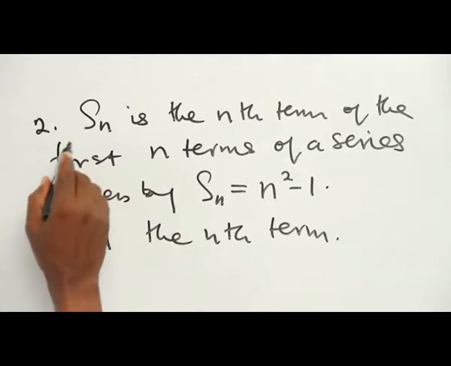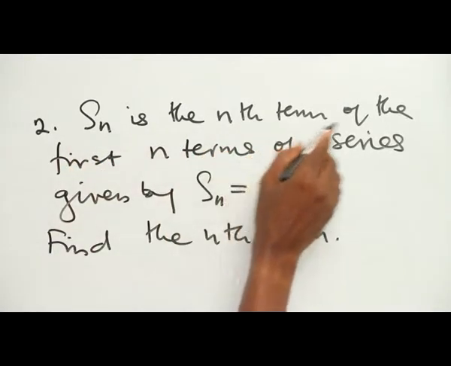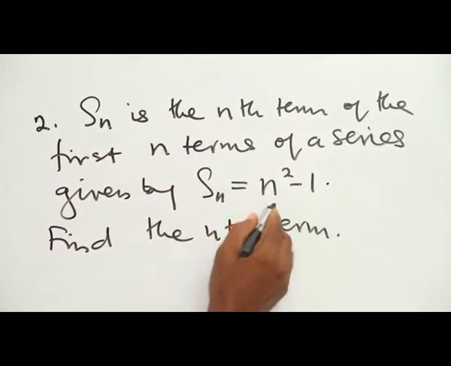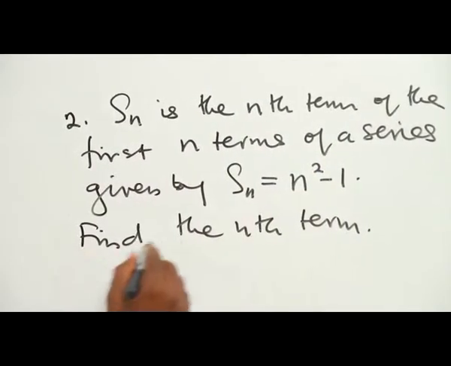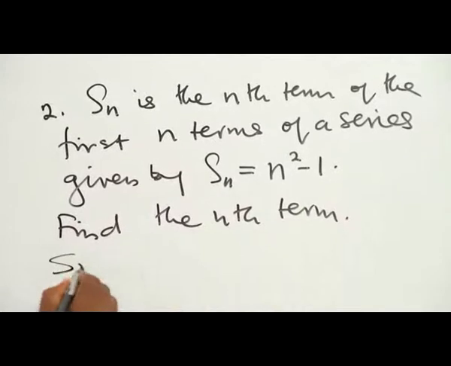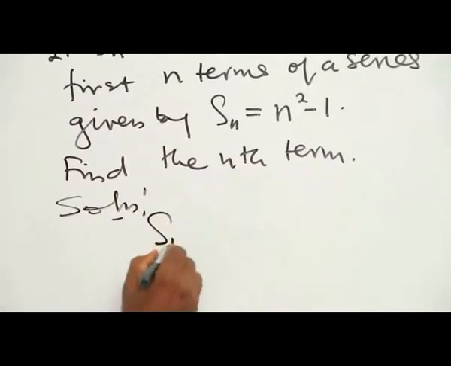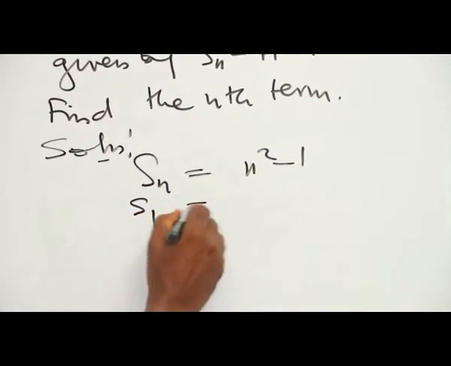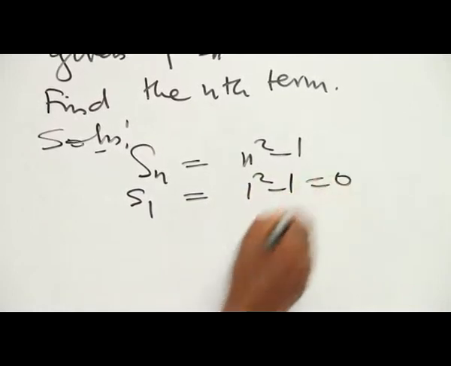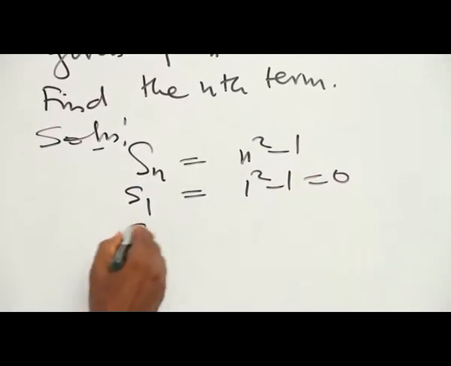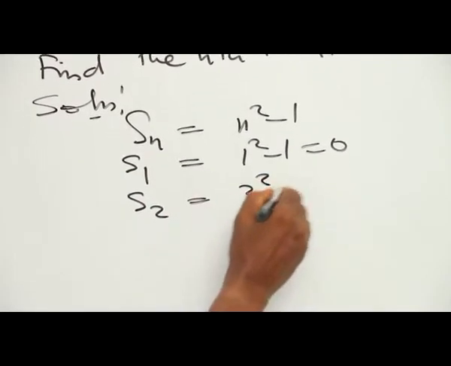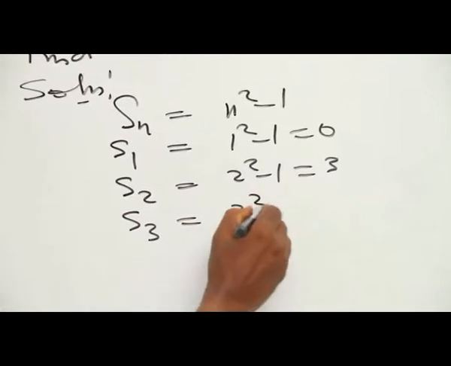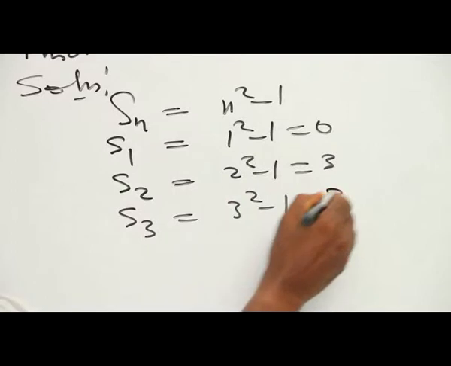Example 2. Sn is the sum of the first n terms of a series, given by Sn equal to n squared minus 1. Find the nth term. Solution to this problem. Your Sn is equal to n squared minus 1. Your S1 will be equal to 1 squared minus 1, and that is equal to 0. So your S2 is equal to 2 squared minus 1, and that is equal to 3. Your S3 will be equal to 3 squared minus 1, and that is equal to 8.